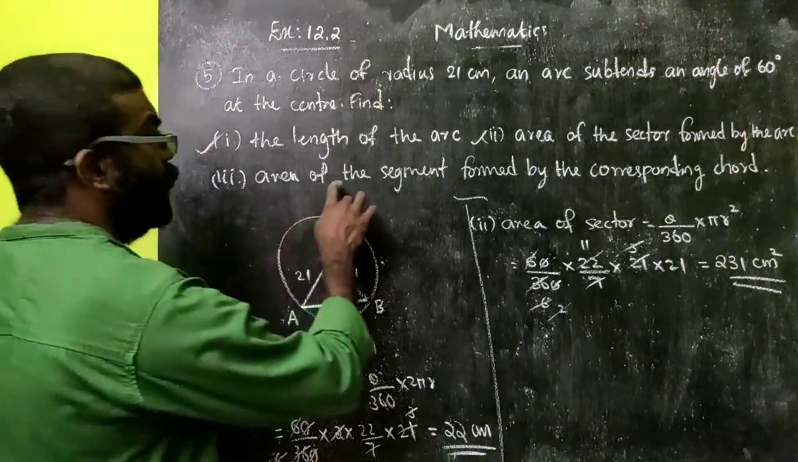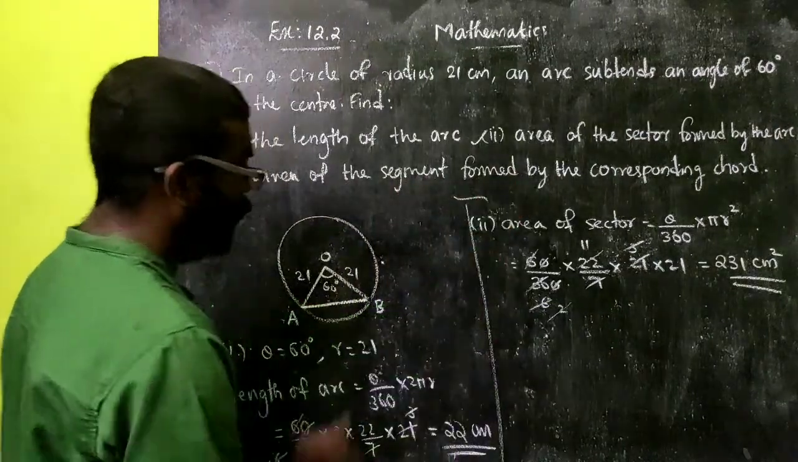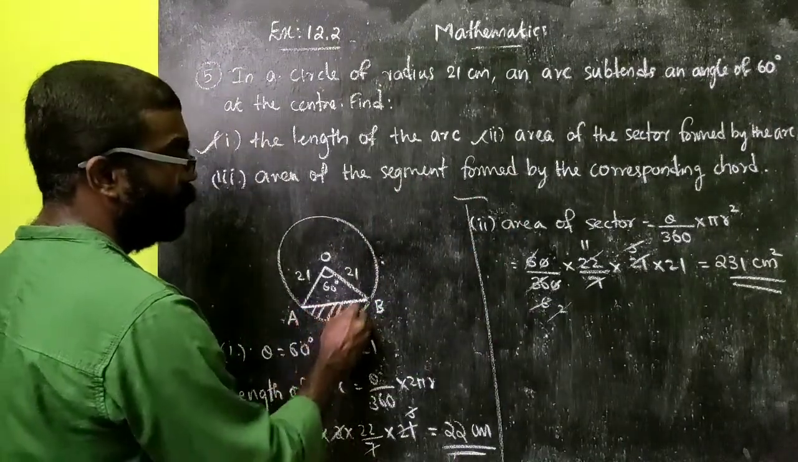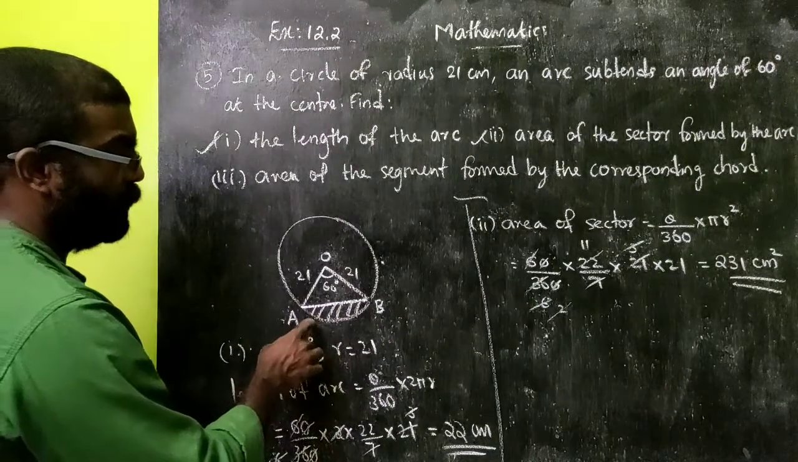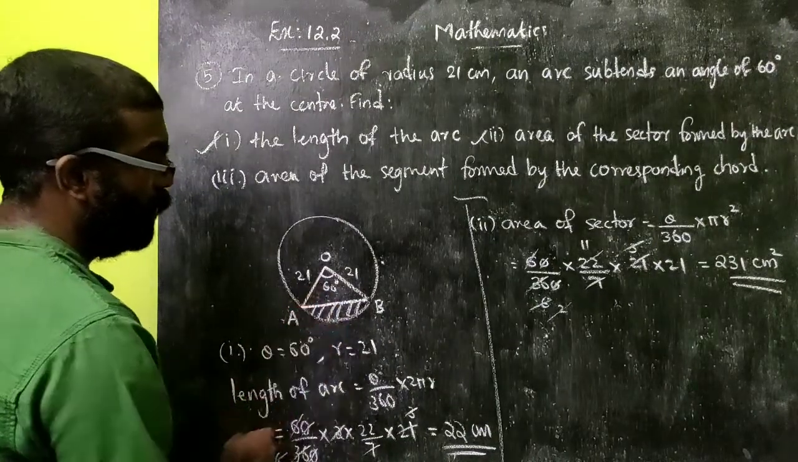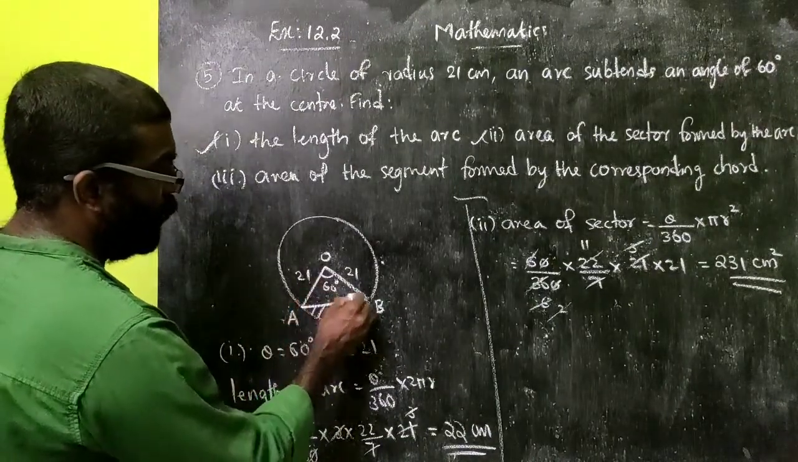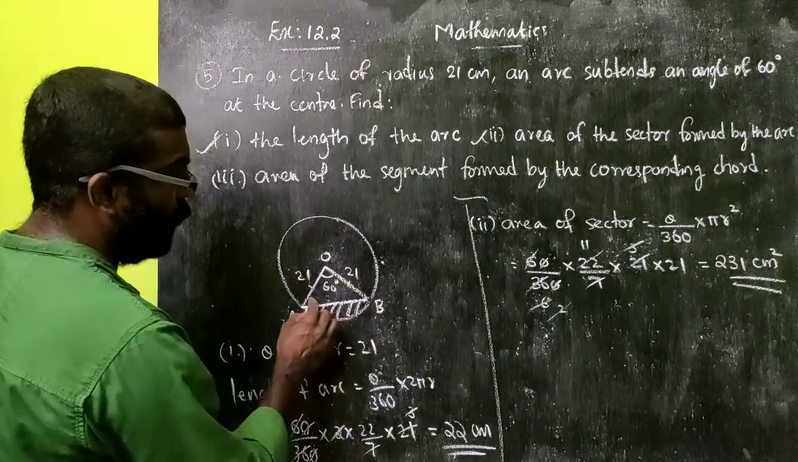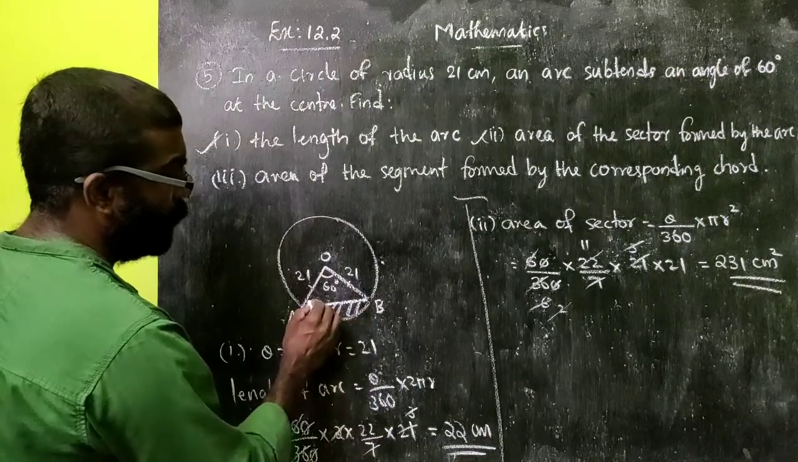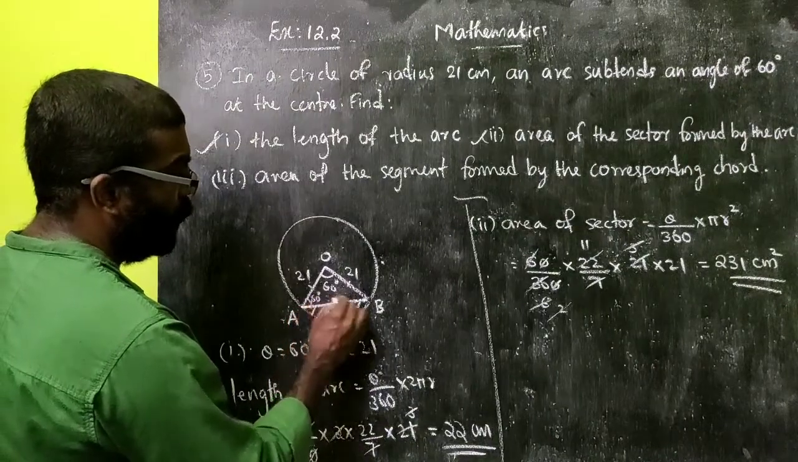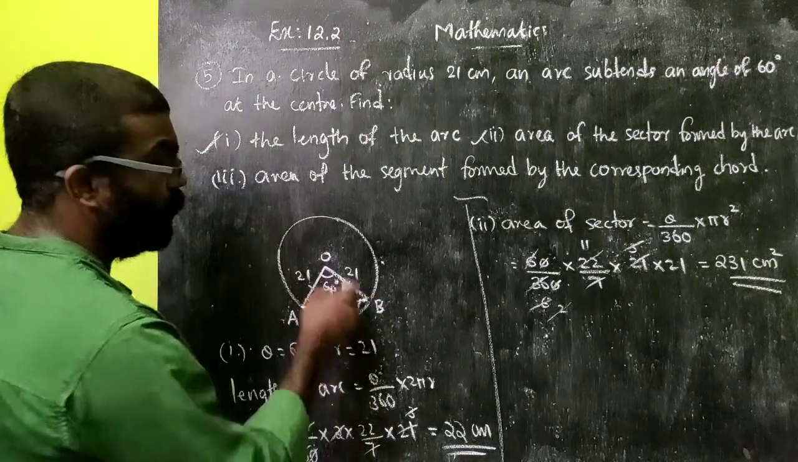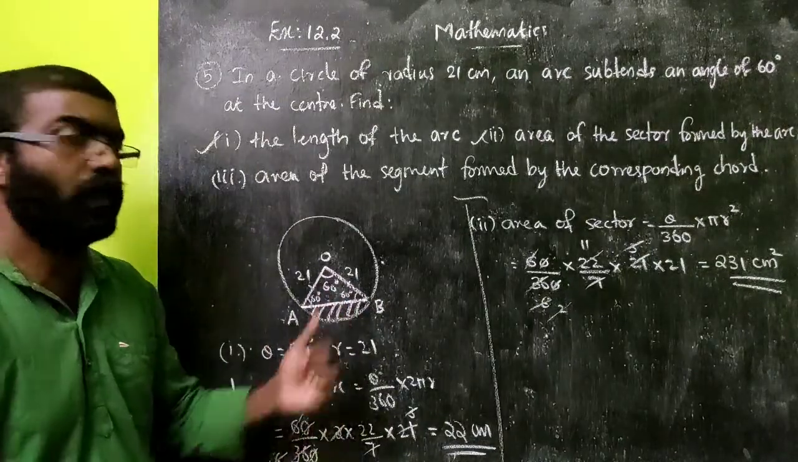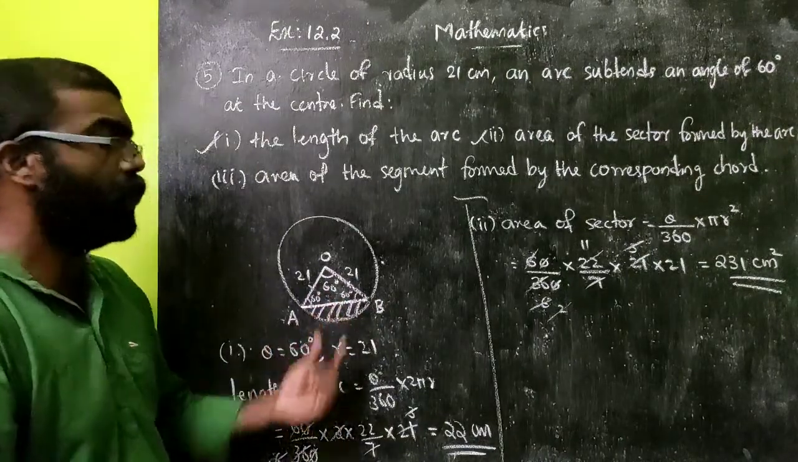Now the third one is area of the segment formed by the corresponding chord, this portion. That is area of sector minus area of triangle. Here it is an equilateral triangle. These two sides are equal, so the angles opposite equal sides are equal. So here we can write 60 degree, here also 60 degree. Total 180 degree, 180 minus 60, 120. So 120, 60 degree each.